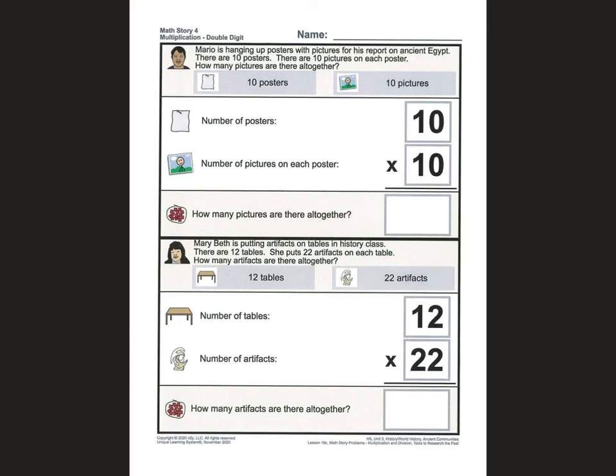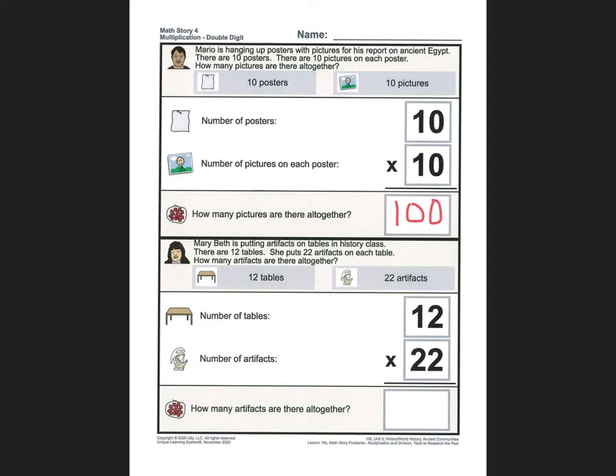10 times 10. Instead of doing that math on paper, we're actually going to do that math in our head. Let's count by tens 10 times. 10, 20, 30, 40, 50, 60, 70, 80, 90, 100. 10 times 10 is 100.